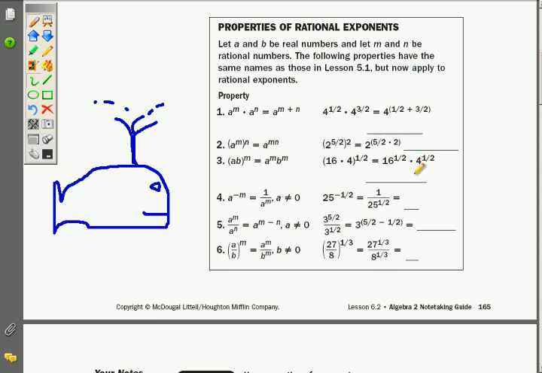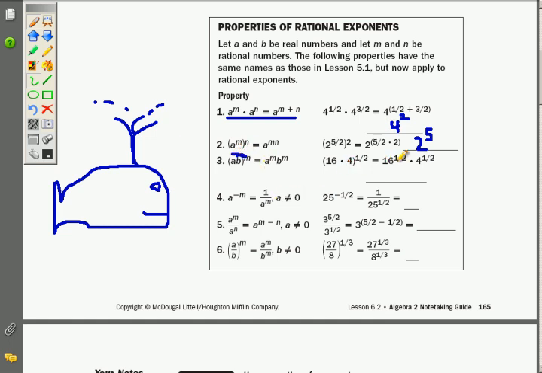So the properties of rational exponents: a to the m times a to the n equals a to the m plus n. Well, that's the same property we just learned, but with rational exponents, not just regular exponents. So we're going to add 1/2 plus 3/2, and we get 4/2, and you end up with 4 to the 4/2, or 4 squared. If it's a to the m, to the n, well, we're going to multiply those two things together. If I multiply 5/2 times 2, I end up with 2 to the 5th power.